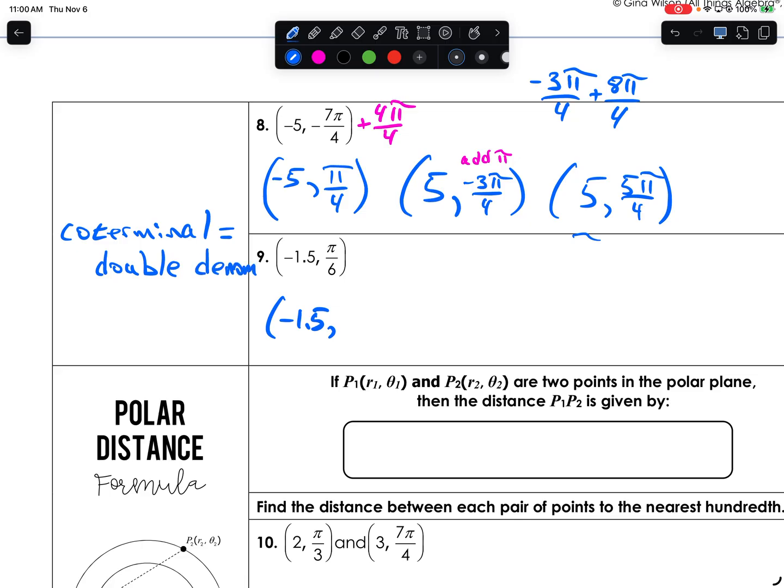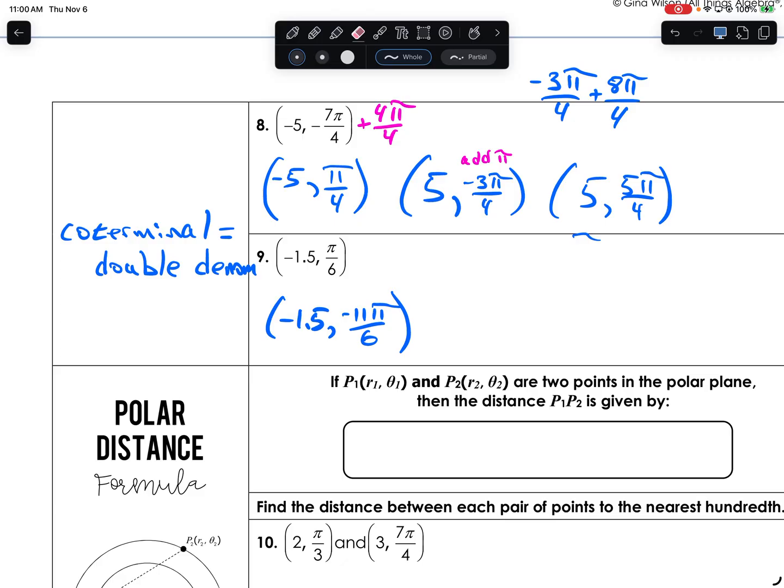So if I double the denominator, do I add or subtract 12 pi over 6? I have to subtract, right? Because otherwise I'm going to be greater than 12 pi over 6. So that's why I have to subtract 12 pi over 6 here. And if I do 1 minus 12, I get negative 11. So that's why this one's negative 11 pi over 6. Okay? I'm going to erase this minus 12 pi over 6 because it confuses if I don't.